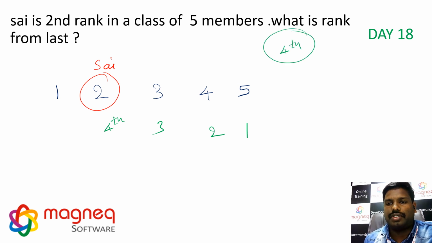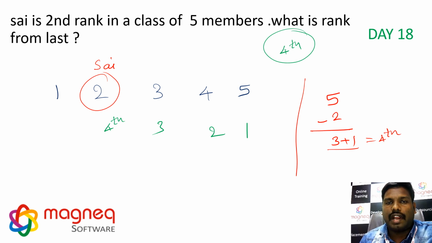And we can simplify by using another method. Total there are 5 members, given rank 2. So 5 minus 2, 3. There are remaining 3 persons plus 1 person, which means fourth person. Remaining 3 persons plus again Sai, so 3 plus 1, fourth.